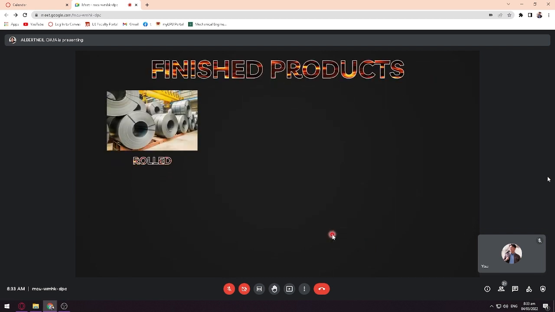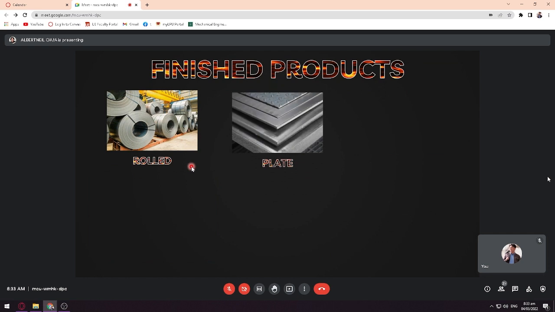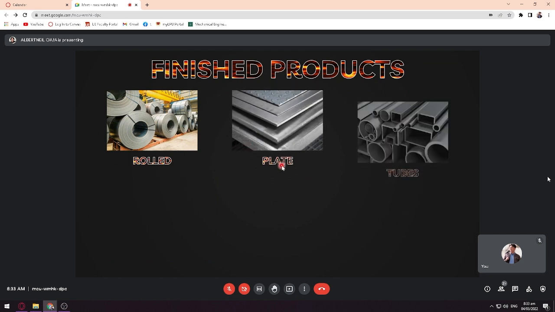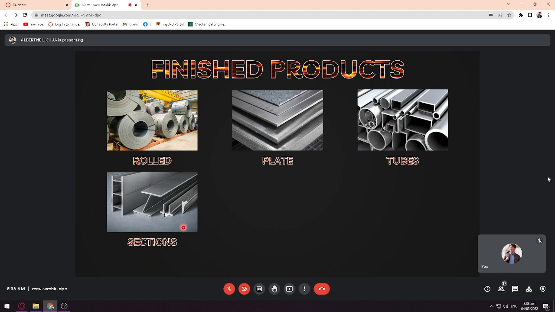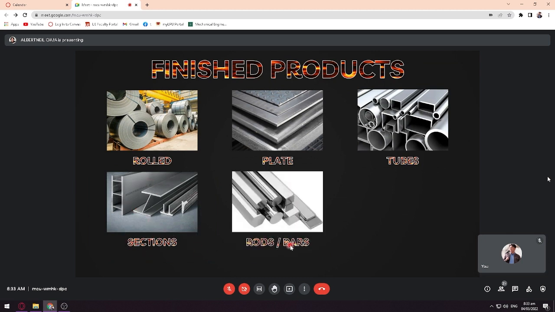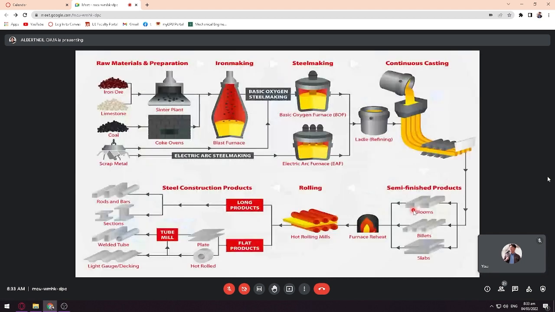After going through the rolling mills, we now have finished products such as rolled steel, plates, tubes, and sections, which I mentioned earlier come from blooms. Rods and bars, as well as the decking, are usually used for roofing, or what we call yero.